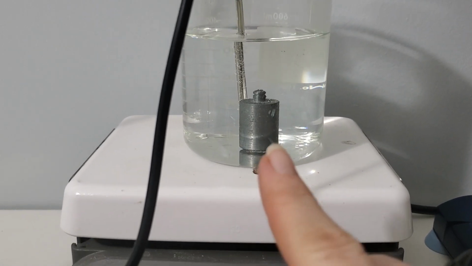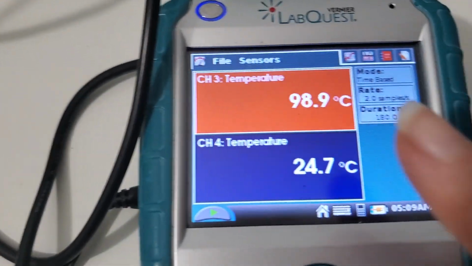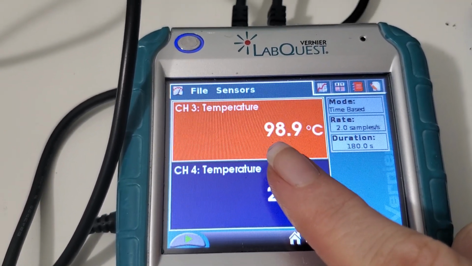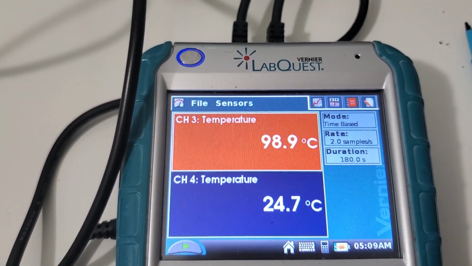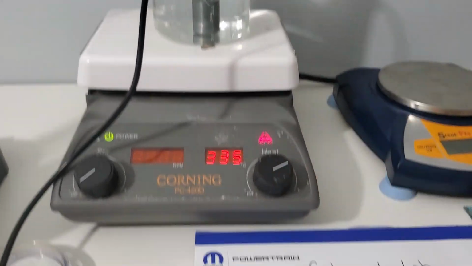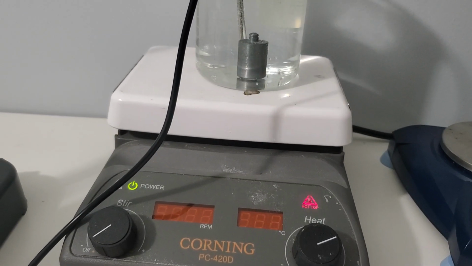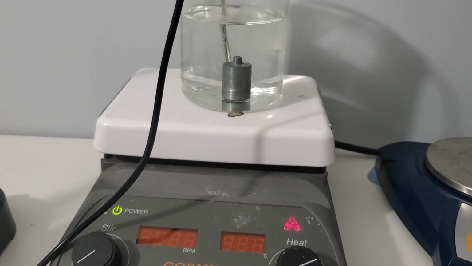And my metal is sitting in boiling water, which means it's going to be about 100 degrees. And we can see that the water, it says that it is 98.9, 99. So it's pretty close. I'm actually going to turn it up a little bit to get a nice roaring boil. And that metal's been sitting in there long enough that we can assume it's the same temperature as the water.